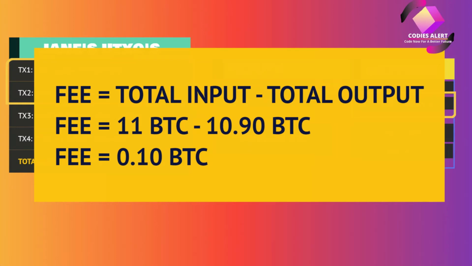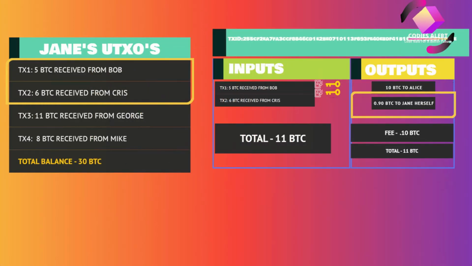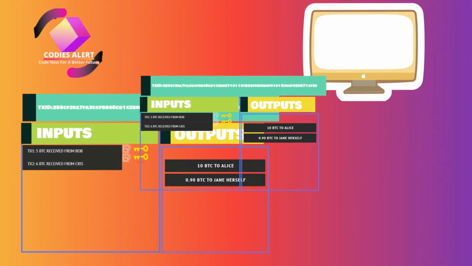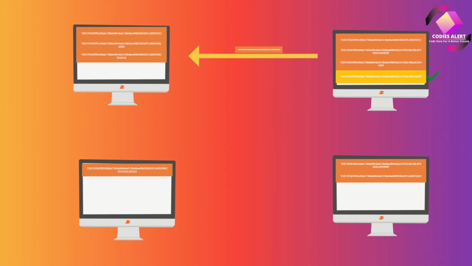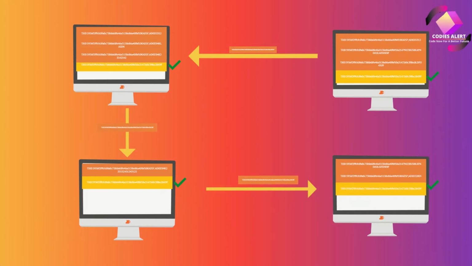Now we have our unique transaction ID created for our transaction. The service provider will broadcast this transaction to the Bitcoin network. Mining nodes are always listening for transactions. A mining node verifies the transaction and sends it to the neighboring node. The neighboring node verifies the transaction and sends it to its neighboring node. In this way, ultimately every node in the Bitcoin network will have Jane's transaction.